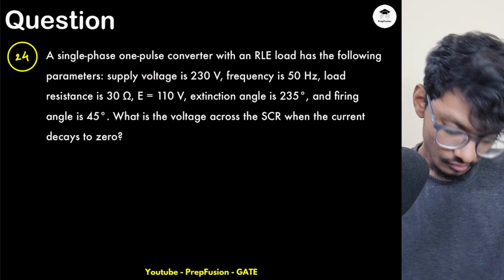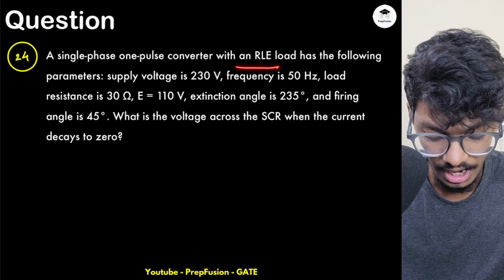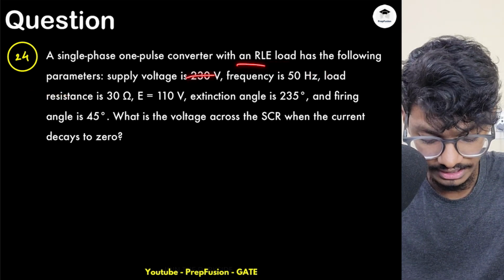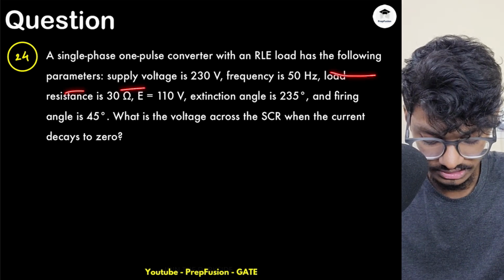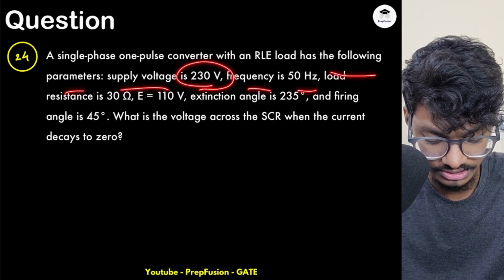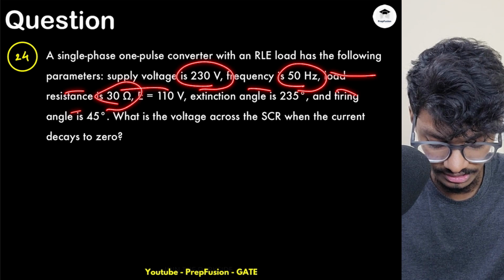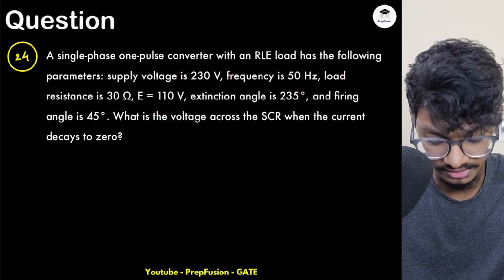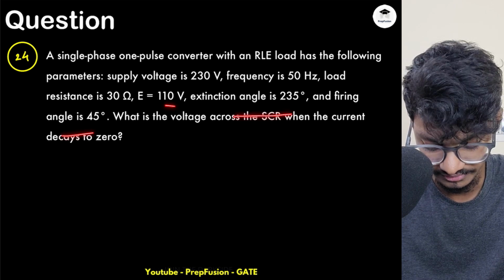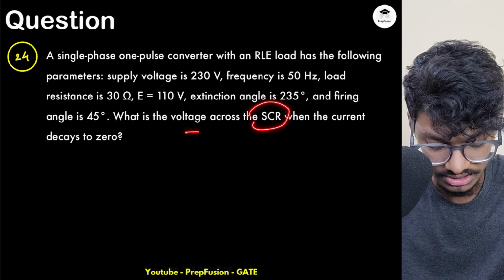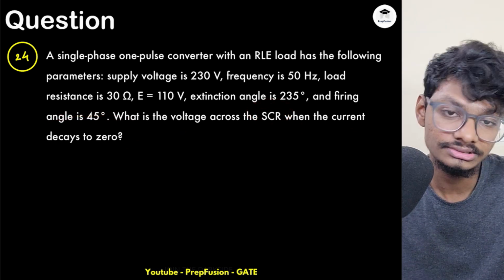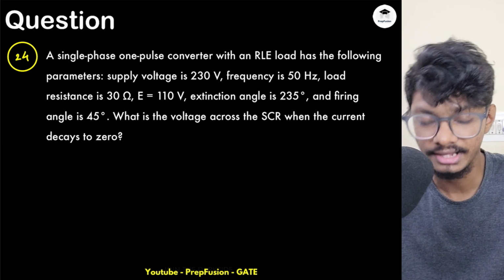A single phase converter with an RLE load has the following parameters. Supply voltage is 230 volts. Frequency is 50 hertz. Load resistance is 30 ohms. The battery voltage is 110 volts. The extinction angle is given. Firing angle is given. What is the voltage across the SCR when the current decays to 0? Okay. So when does the current decay to 0 for an RLE load?